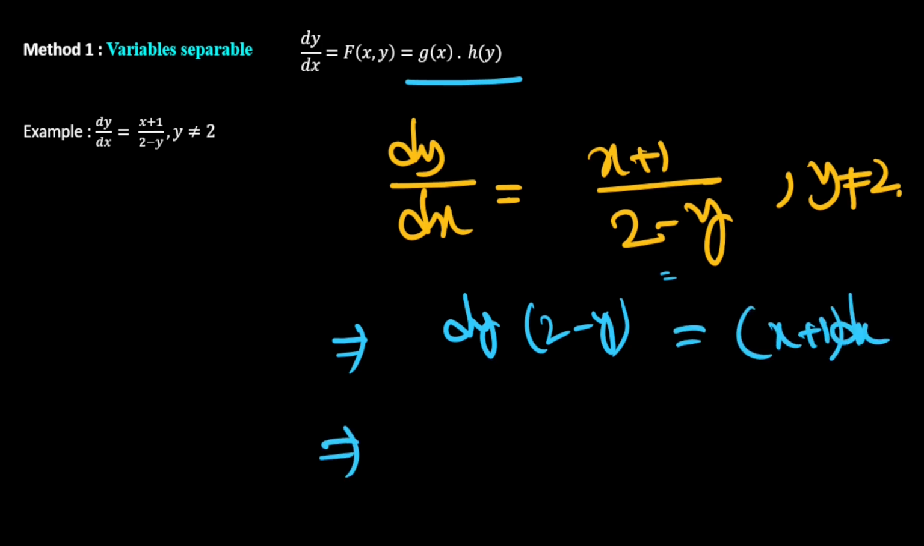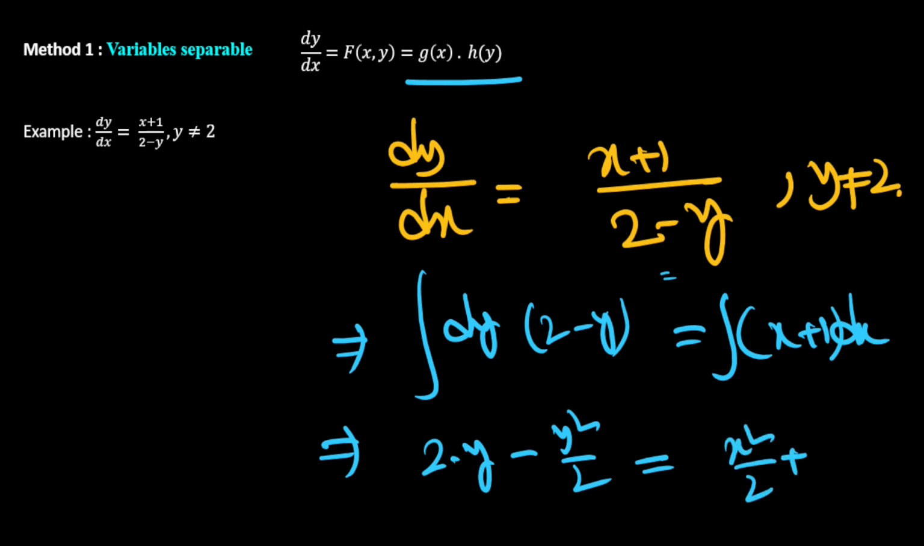Next, integrate both sides. Integration is applied to both sides. So that is the integration of 2 minus y: 2 into y minus y square by 2 is equal to x integration, which is x square by 2, and the integration of 1 is x, plus some integration constant. So we got the solution, that is our solution.